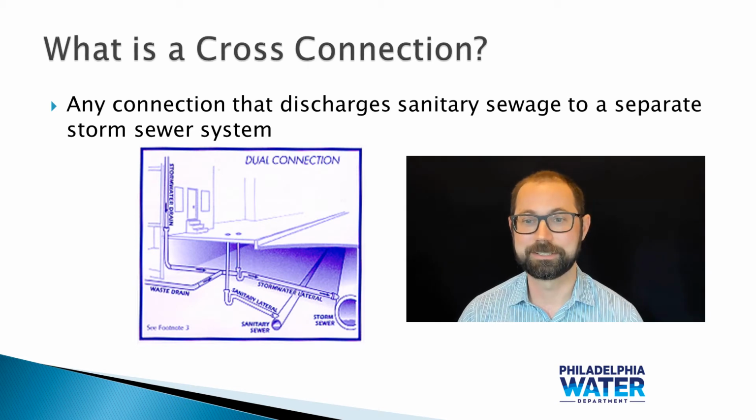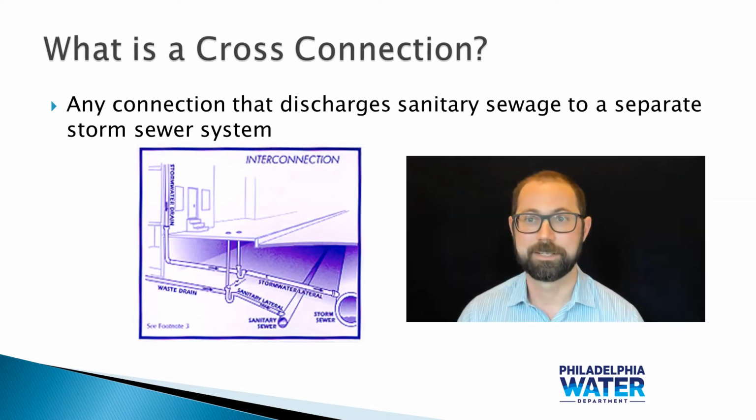The next image you can see is what we call a dual connection. In this configuration, you can see that the house's sanitary drainage and the stormwater drainage are both connected to the same lateral and both directed to the separate storm sewer system. Now you can see a third kind of cross connection. This is where sanitary drainage and stormwater drainage are plumbed appropriately and both connected to the sanitary or storm sewers, but due to defects in one or both of these connections, sanitary sewage actually migrates through the ground and enters the storm sewer system through a defect in that piping.